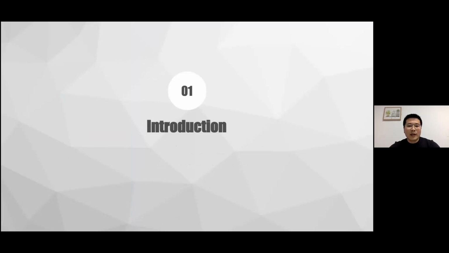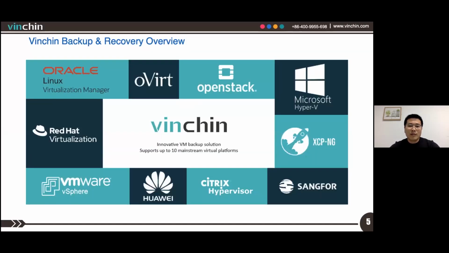Okay, let's first take a quick overview of Vinchin Backup and Recovery. Vinchin Backup and Recovery is an innovative backup solution which supports up to 10 mainstream virtual platforms, including Oracle Linux Virtualization Manager, Red Hat Virtualization, oVirt, VMware vSphere, Microsoft Hyper-V, OpenStack, Citrix Hypervisor, XCP-ng, Huawei FusionCompute, and Sangfor HCI. Today, we will focus on how Vinchin Backup and Recovery works with Oracle Linux Virtualization Manager.